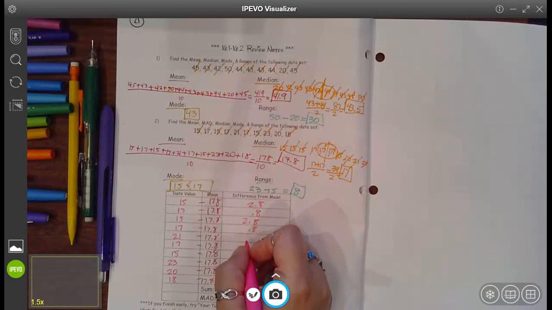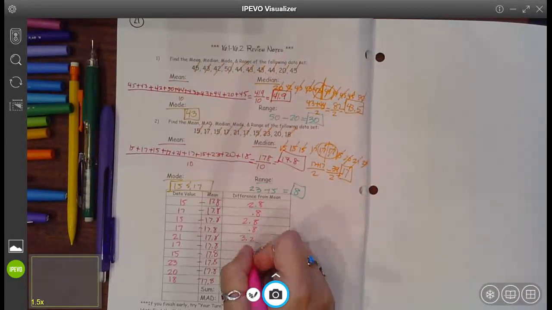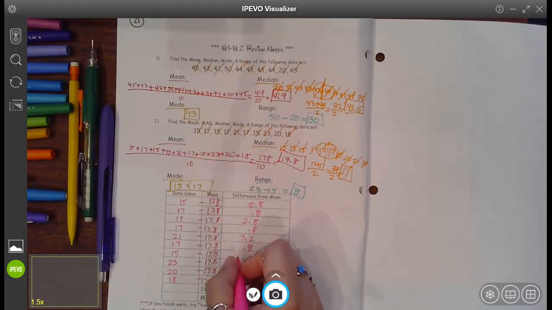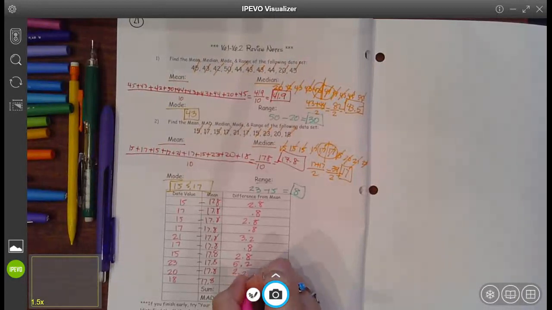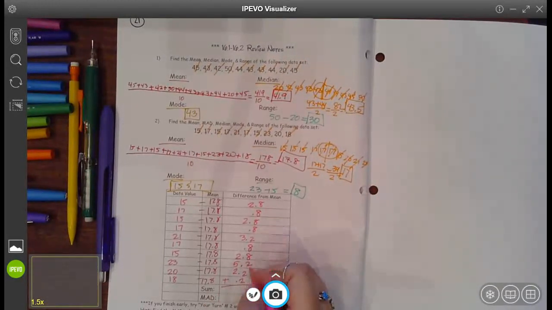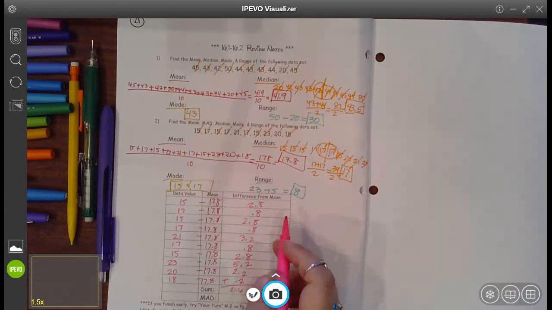All right, 21 minus 17.8 is 3.2. That's 0.8 away from each other. That's 2.8 away from each other. 23 minus 17.8, you'd get 5.2. 20 minus 17.8 is 2.2. And 18 and 17.8 are 0.2 away from each other. So if you add all those together, you get 21.6. And then you want to find the mean of all those differences.